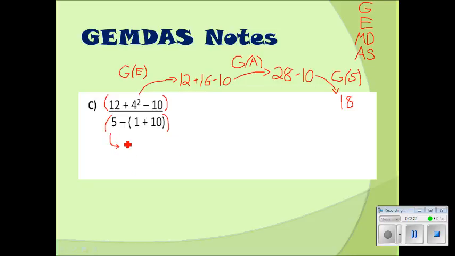Here in my denominator, I can see I actually have another group. So my denominator is a group. Inside my denominator, I have another group, 1 plus 10. And inside that group, I have addition. Remember, you have to follow the order of operations when you are inside a group. So, inside my group was a second group, then some addition. I simplify, and I get 5 minus the 1 plus 10 became 11.